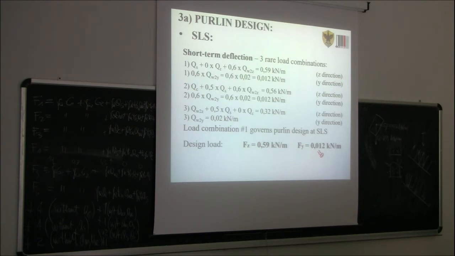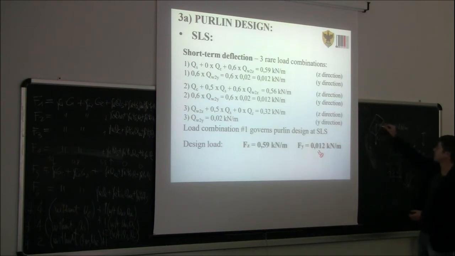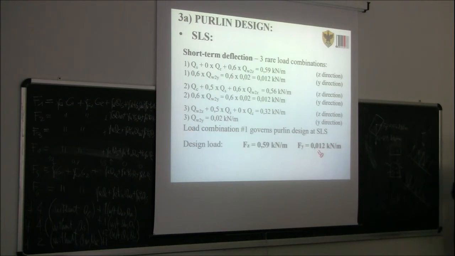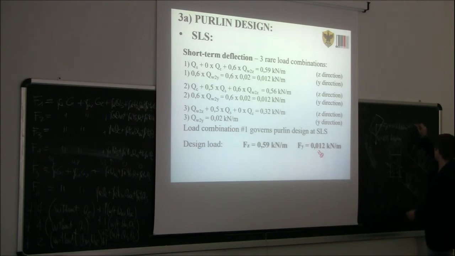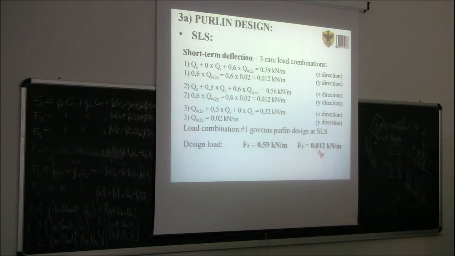Strictly speaking, we should calculate the deflection under this force, then the deflection under this, and then do the vectorial sum between the two. But since this one is much lower than Fz, we just say, okay, this one is almost equal to 0, so we just ignore this. Okay? Clear?